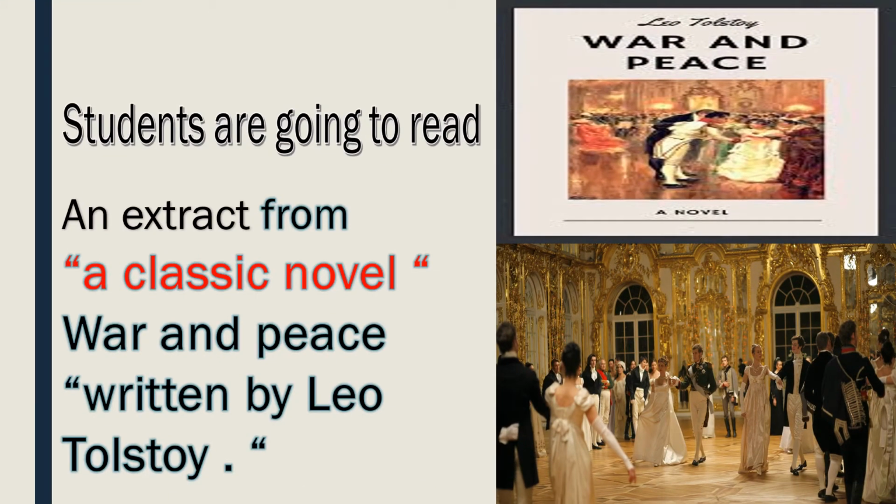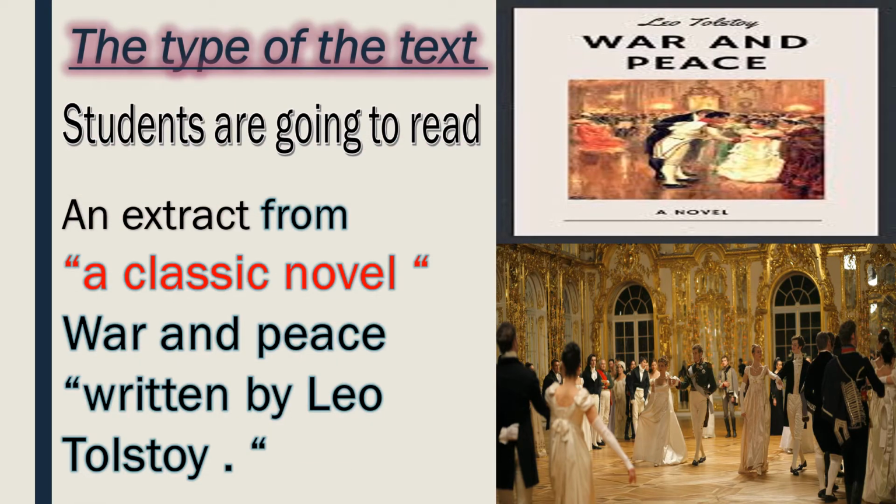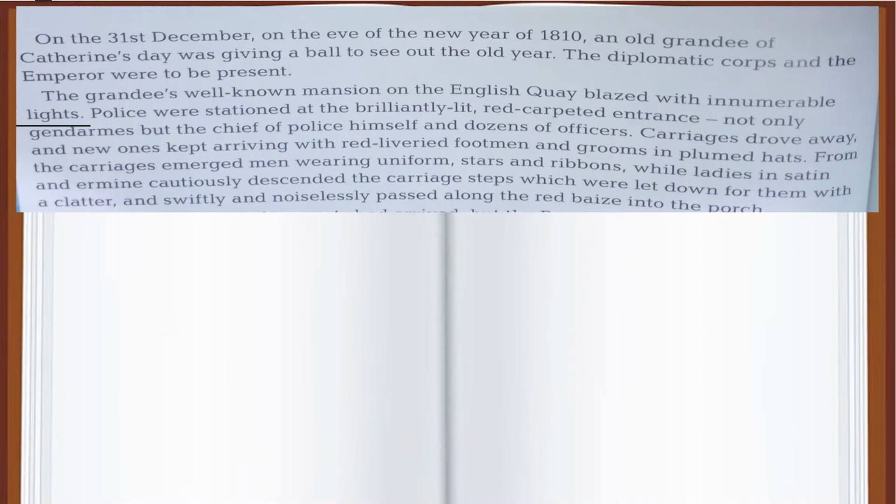So who can remind us what is the type of the text? Excellent. It is an extract from a classic novel. Who can give us the name of this novel? Excellent. It is War and Peace that was written by Leo Tolstoy. In our previous lesson, we read about the important group of people that were invited to the ball in addition to the rest of family. As I told you, the diplomatic corps and the emperor himself were to be present at this party.